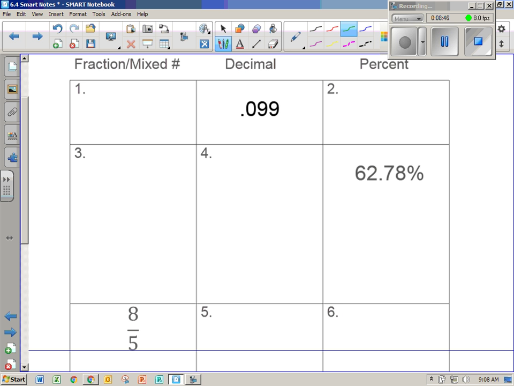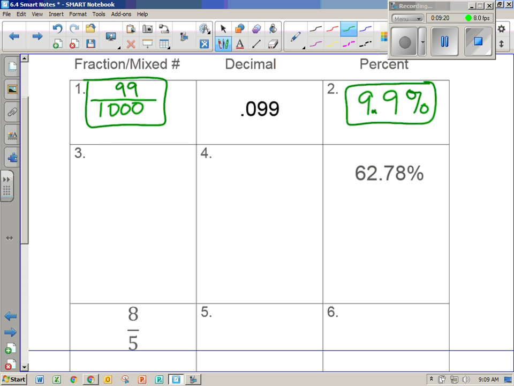So if you're starting with a decimal, we could fill in the fraction or the percent first. If I go to the percent, it's going to be 9.9%, because I shifted the decimal 2 places to the right. For a fraction, I just look at my decimal at tenths, hundredths, thousandths. The 9 is in the thousandths. So that tells me my denominator, the numerator is 99, and I can't simplify it. So it's done.